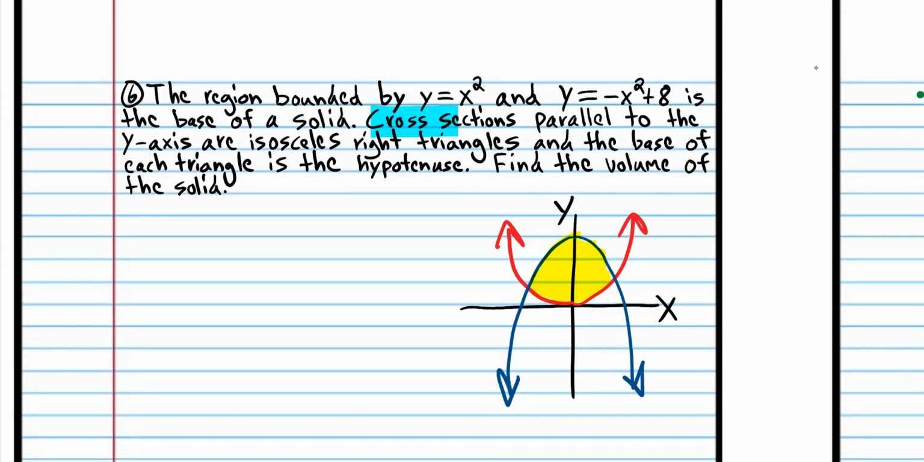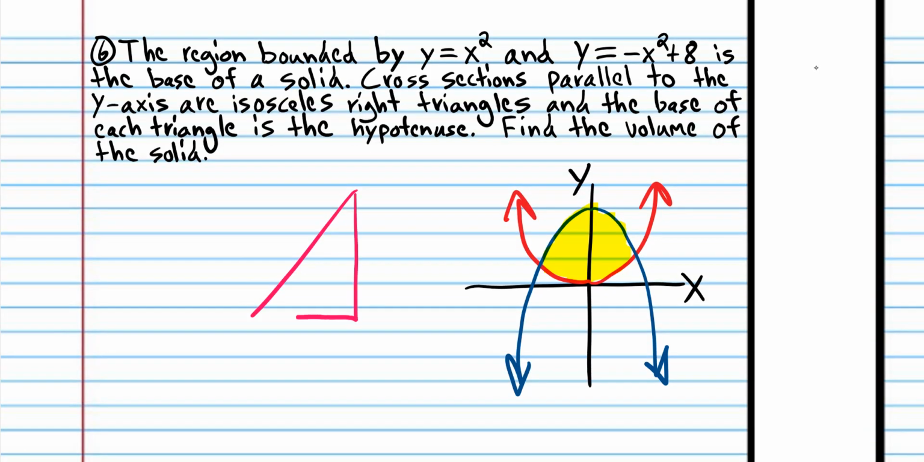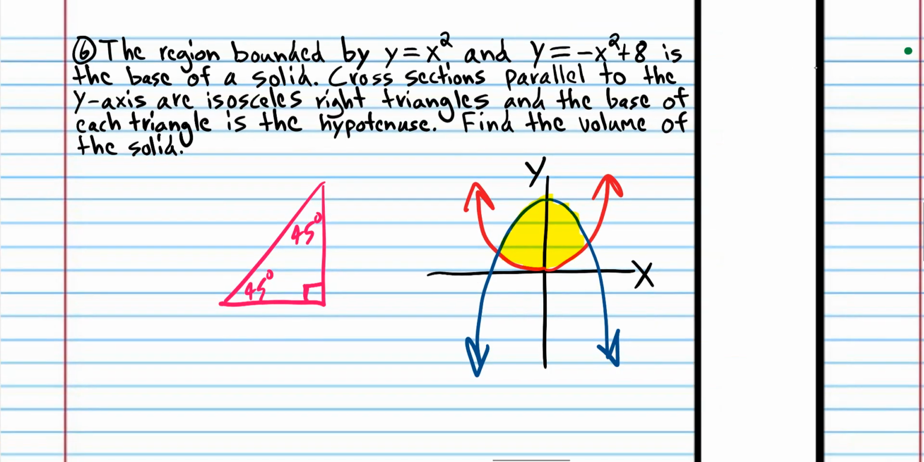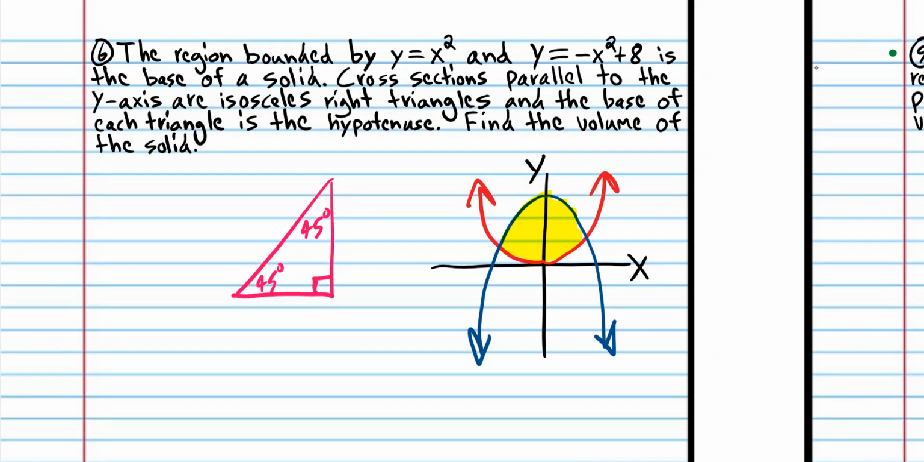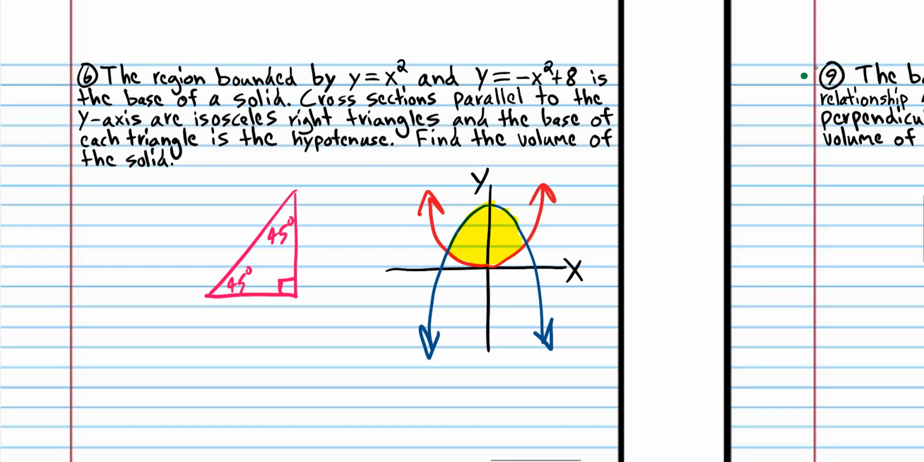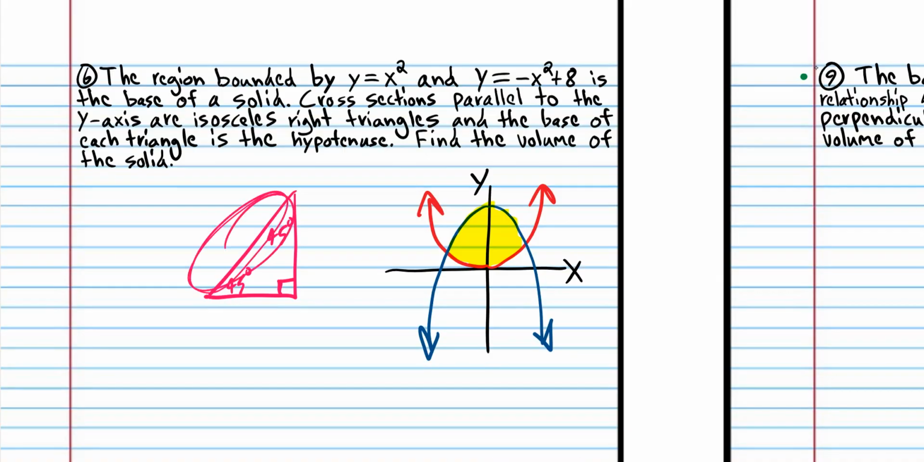Now cross sections parallel to the y-axis are isosceles right triangles, and the base of each triangle is the hypotenuse. So if something's an isosceles right triangle, that means it has to be a 45, 45, 90 degree triangle, because we know this angle is 90, and we know there's only 90 degrees left because the triangle sum theorem tells us that all the angles add up to 180. And if these angles are the same, that means each one must be 45 degrees. And we're told that the base of the triangles is this length here.